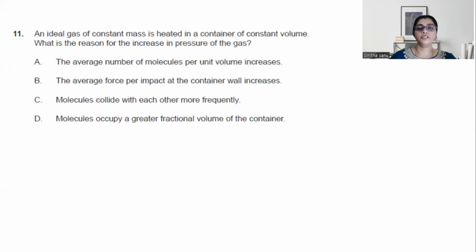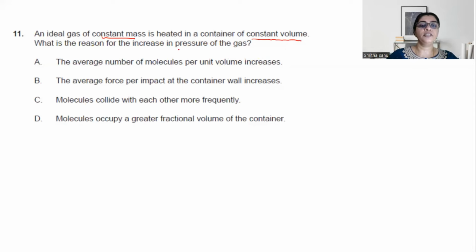Let's see some questions here. Read carefully, try to guess the answer, and then come back for the results. So if you can see here, an ideal gas of constant mass is heated in a container at a constant volume. So we can see there are two constants here, mass and volume. So you are only investigating pressure and temperature.